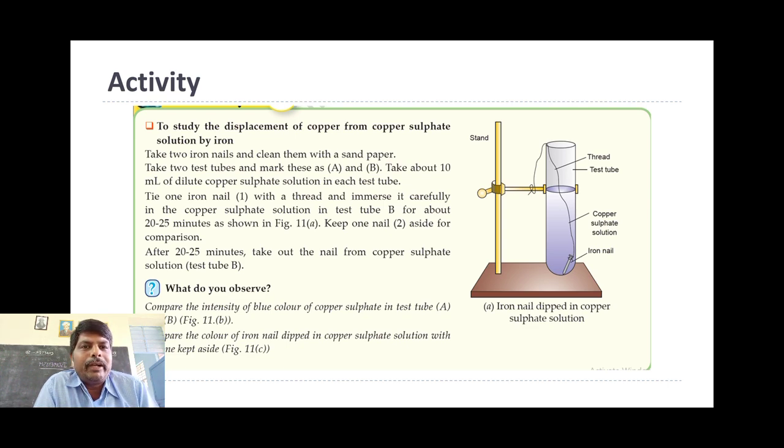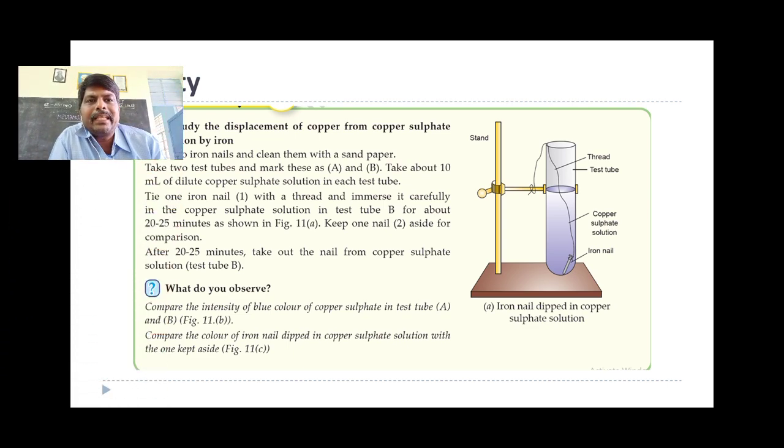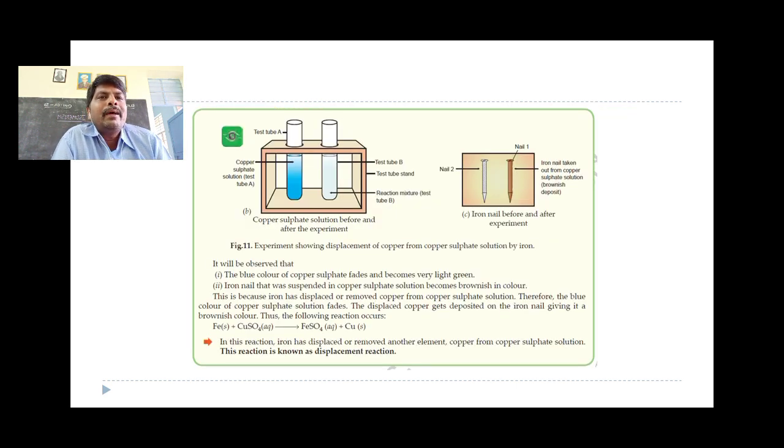After 20 to 25 minutes, take the nail out of the copper sulfate solution in test tube B. What do you observe? Activity completed. Now observation. Compare the intensity of blue color of copper sulfate in test tube A and in test tube B. Compare the two test tubes with respect to color. Compare the color of the iron nail dipped in copper sulfate solution with the one kept aside.